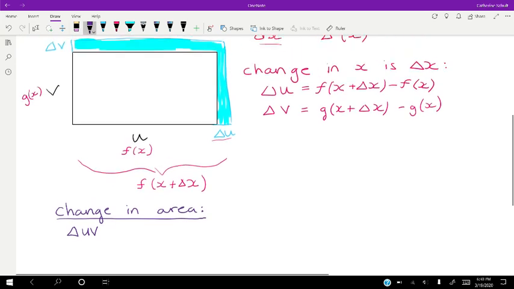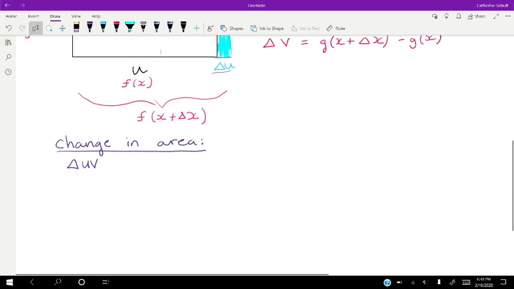So what we're going to do is take this whole length, which is u plus delta u, and multiply it by v plus delta v. And that's going to give us this whole area. And then we're going to subtract our original rectangle. And then that's going to give us that highlighted part. So let's write that out.